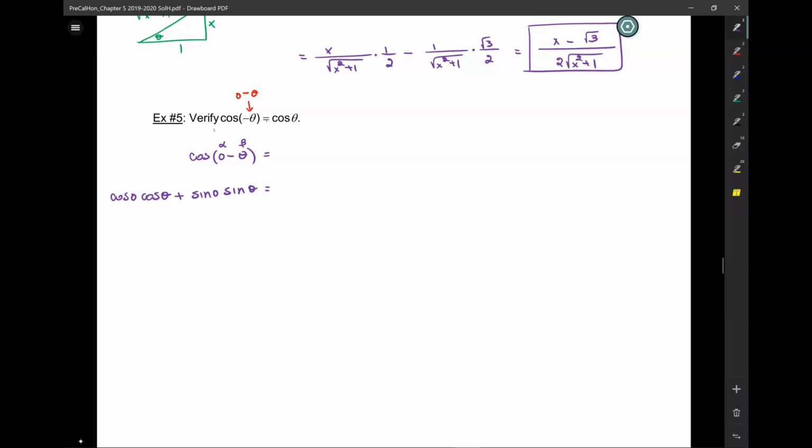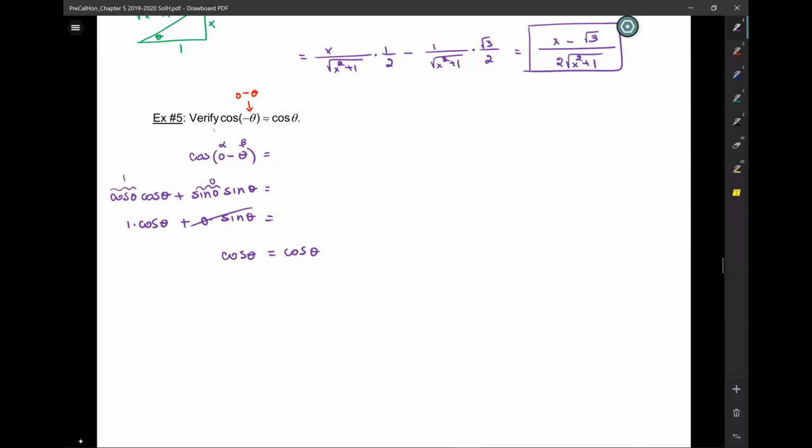Now look at what I have here. I have cosine of 0. How much is cosine of 0? It's 1. Cosine of 0 is 1. So here I have 1 times cosine of theta plus, how much is sine of 0? 0 times sine of theta. And what's 0 times anything? 0. So what does this end up with? Cosine of theta equals cosine of theta. So do you see how we verified and showed that cosine of negative theta is really just cosine of theta? We used the sum and difference identity to show that.